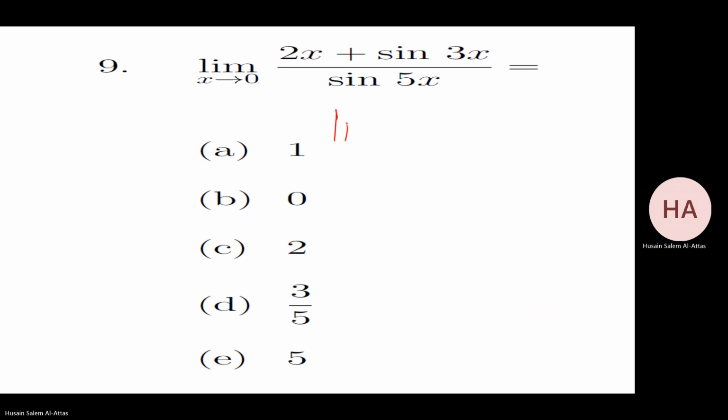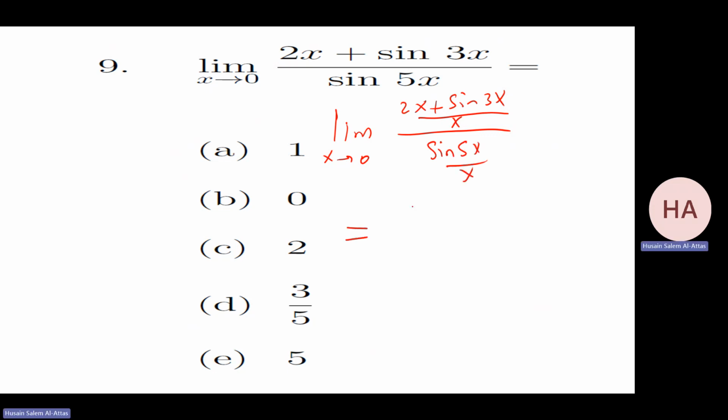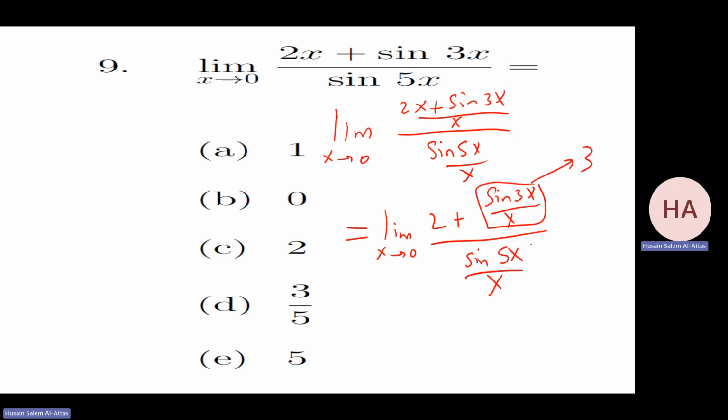Same idea, but since I'm working out all of these problems, I'll not leave anything. That will be the limit as x goes to 0 of 2 plus sine 3x over x, over sine 5x over x. This goes to 3, this goes to 5. So it will be 2 plus 3 over 5, that is 1.